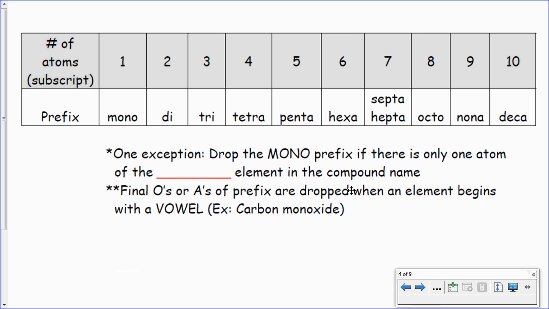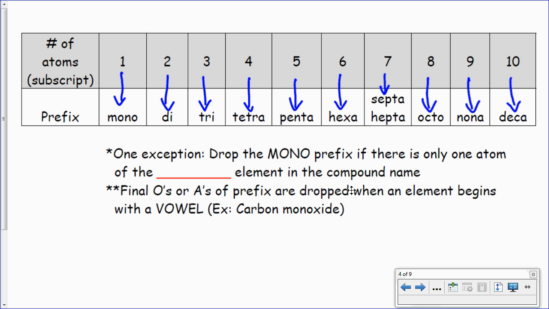The number of atoms in our subscript tells us what the prefix in front of the word is going to be. So mono, di, tri, tetra, I got that right. Penta, I think I got that one right. Hexa, I remember saying that, but this is where I always mess up. Septa or hepta, I guess they're kind of similar. Octo, nona, and deca. I remember deca, but I had to review.